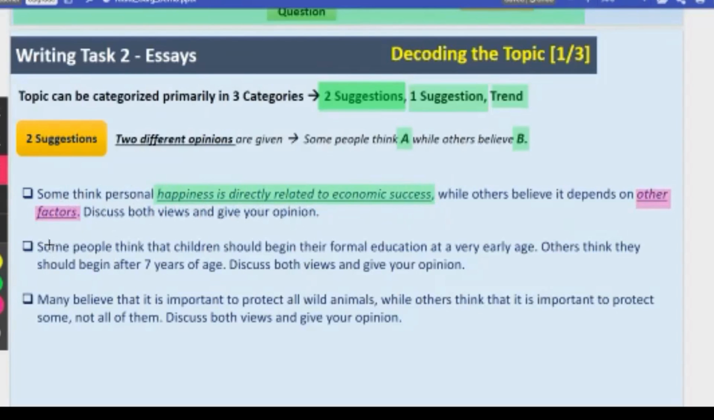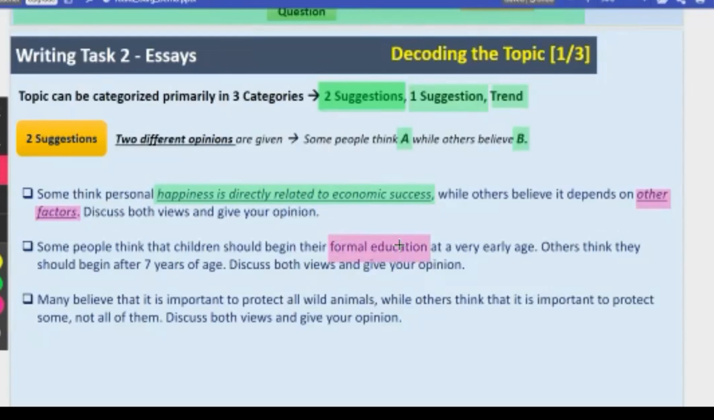Let us look at the next example. Some people think that children should begin their formal education at a very early age. Others think they should begin after 7 years of age. So always remember, they are not talking about the normal education, they are talking about the formal education. And the topic is formal education.